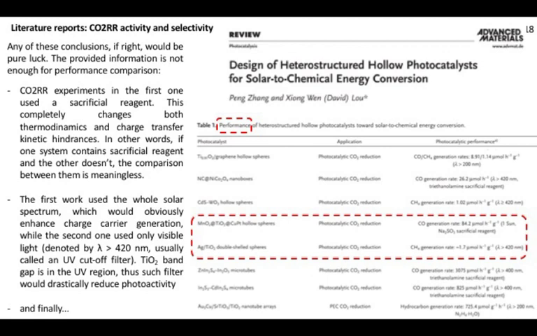The first work uses one sun as a light source parameter. One sun is pretty much what the name means, the full solar spectrum from a solar simulator, while the second one uses a cutoff filter, as you can see, lambda higher than 420 nanometers. And this is actually odd, because the TiO2 band gap is in the UV region. So of course, if you cut off the whole UV region, you have a decrease in photoactivity.